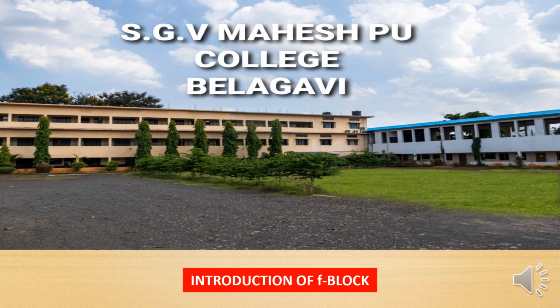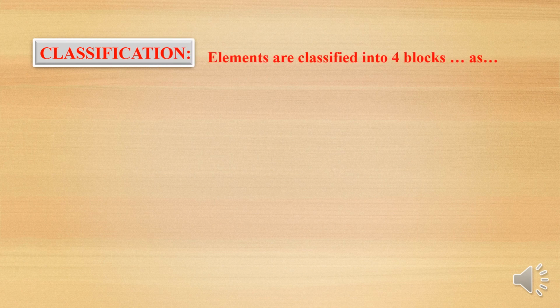Students, in the last video we already learnt the D block elements, and in that we mainly studied the preparation and properties of potassium permanganate. So, in this video, students, we will study about F block elements. That is the introduction part. F block elements. First one, classification.